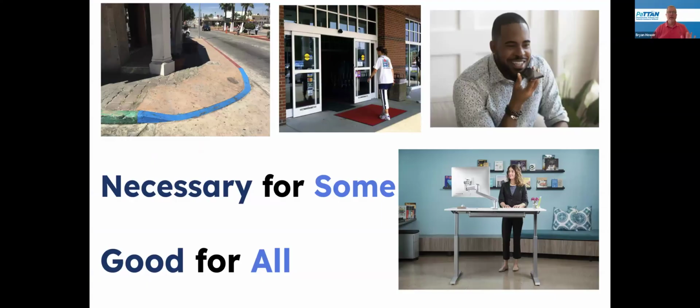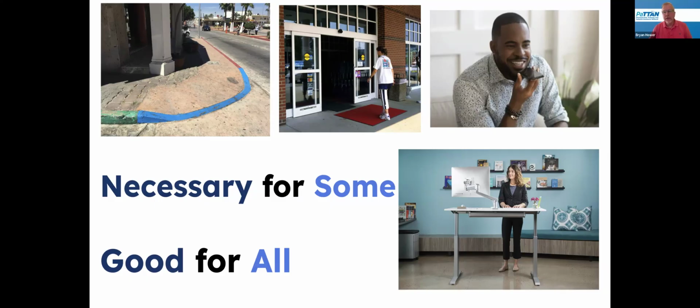So when we talk about UDL, this is a quick review. The big idea, or we go back to the root, is in architecture. There's one way to sum up UDL. Whether in an educational environment or architecture or anywhere else, it's necessary for some, but good for all. Here are a couple of examples that we have here.